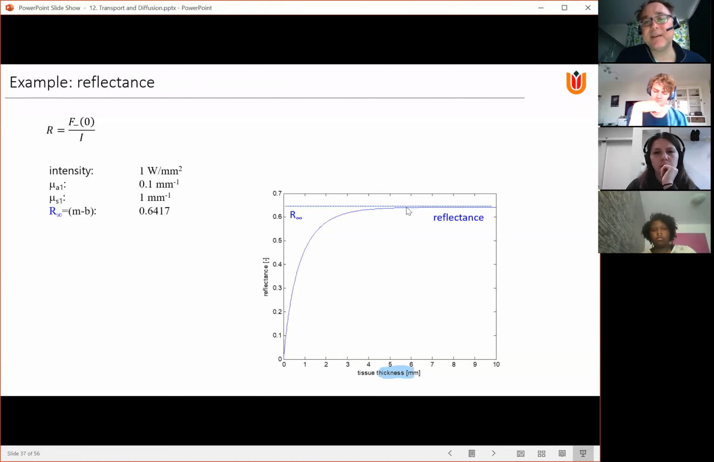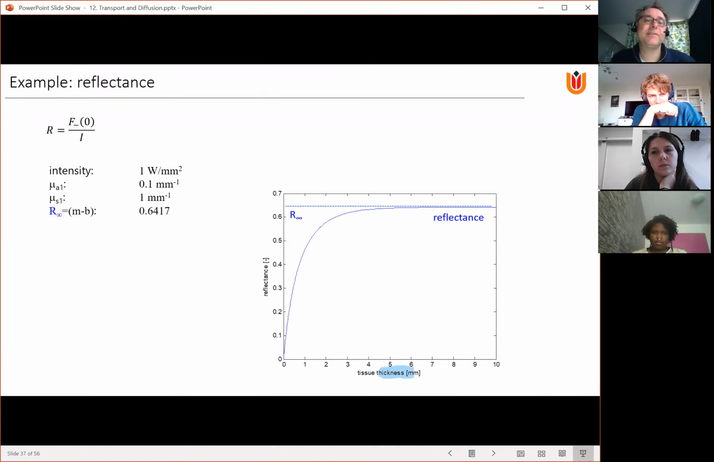And then at a certain point, if the thickness of the medium goes to infinity, there can be no more transmittance. So then the light is in this case either absorbed or reflected. We have a modest absorption coefficient here, so it can also be absorbed. But it means that the reflectance itself goes to a limiting value. You can calculate that value. That turns out to be m minus b, so expressed purely in terms of the absorption and the backscattering coefficient again. In this case, for this example, it's this value.